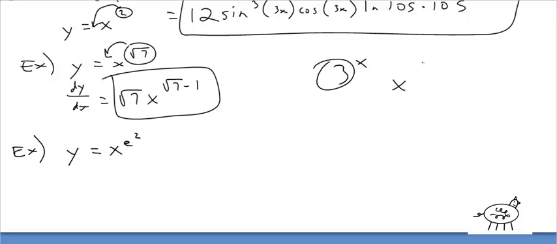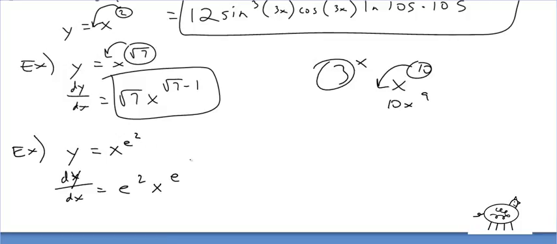This is like saying x to the 10th power. You move this to the front, so 10x to the 9th power, right? So dy/dx, I move that to the front, so I get e squared x. And what do you do? You subtract 1. So it's e squared, because that's a constant, right? E squared minus 1. So that's your answer. Sweet.